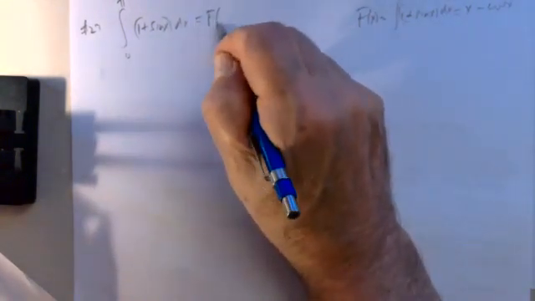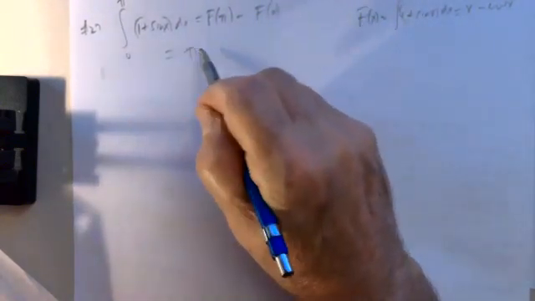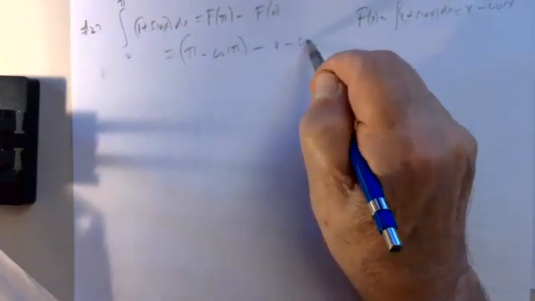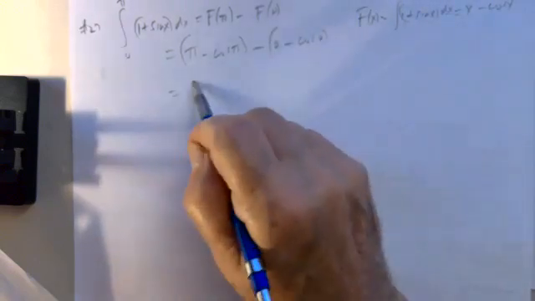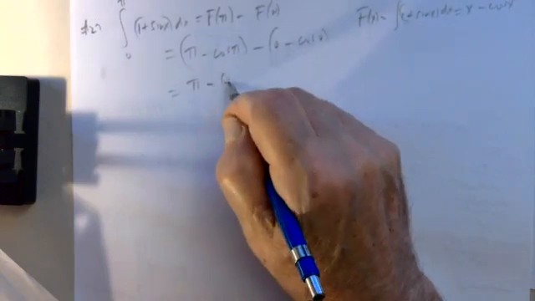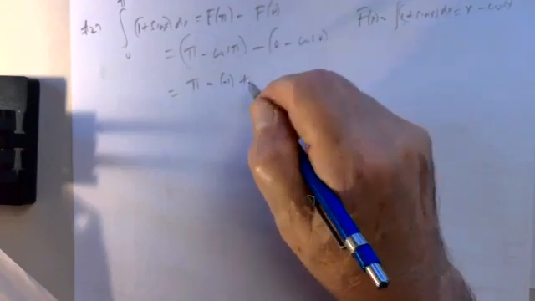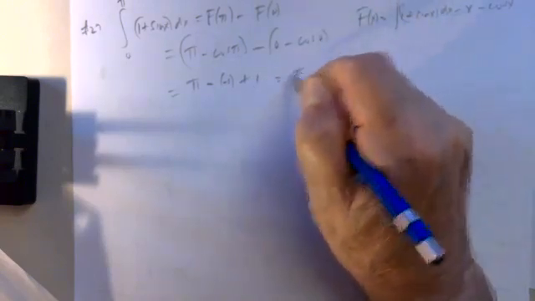So you evaluate this at pi minus this evaluated at 0. So that's pi minus cosine pi minus 0 minus cosine 0. Cosine of pi is minus 1, so it's pi plus 1. Minus 0 minus cosine of 0, which is plus 1. So this is pi plus 2. That's the integral.